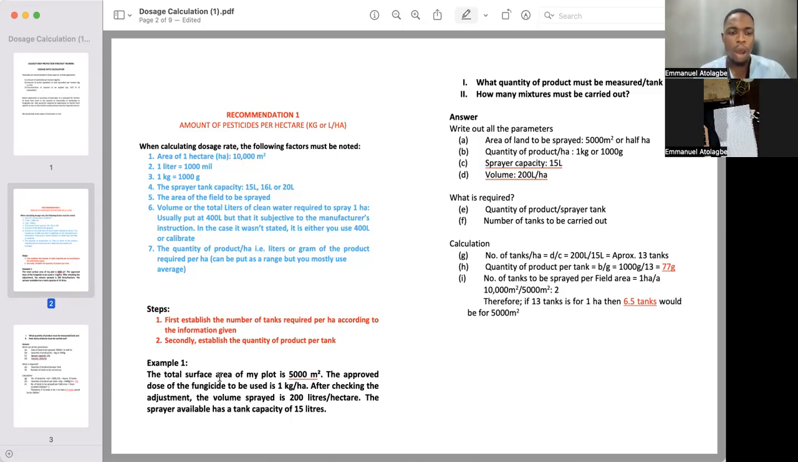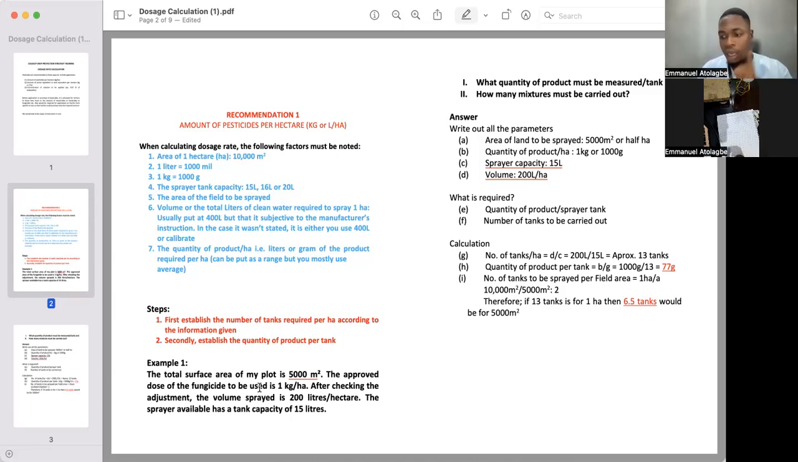Where you have the total surface area of a plot to be 5,000 square meters, let's put that down. 5,000 square meters. The approved dose of the fungicide to be used is 1 kg per hectare. This is the area of the land. This is the pesticide you want to use, that is the fungicide. The fungicide here is recommended at 1 kg per HA, that is per hectare.